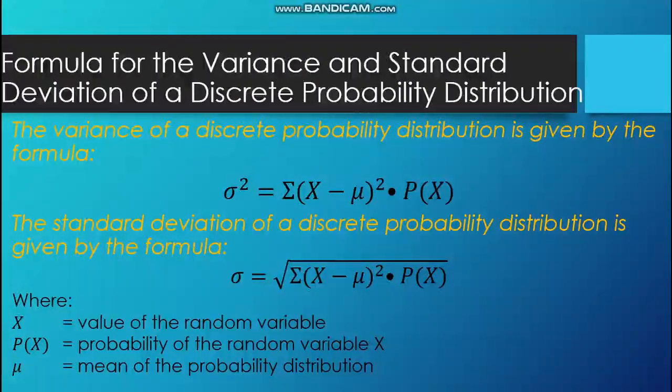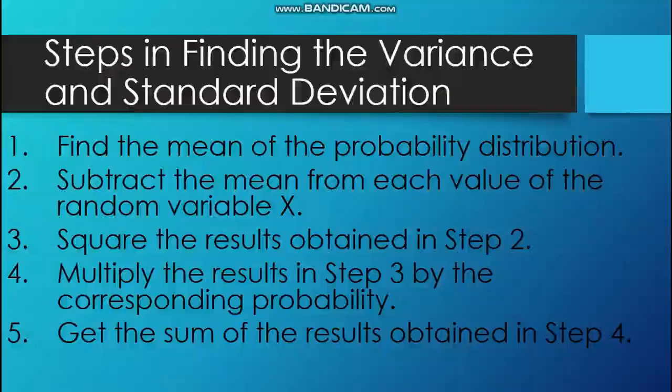We have two ways to solve for the variance and standard deviation. We have the first method using this formula, and we have the alternative procedure in finding the variance and standard deviation of a discrete probability distribution. I'm going to give you two or three examples using these two methods. For the first method, we have 5 steps to be followed. This is in relation with the formula that I have presented to you in the previous slide.